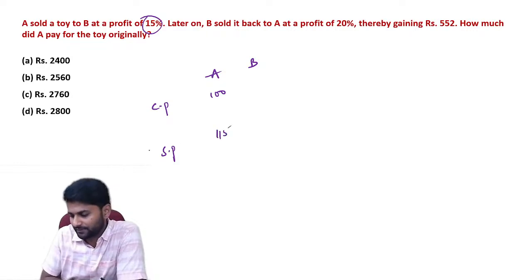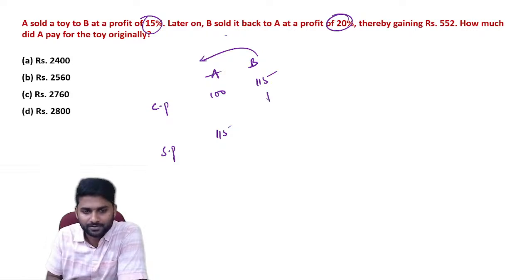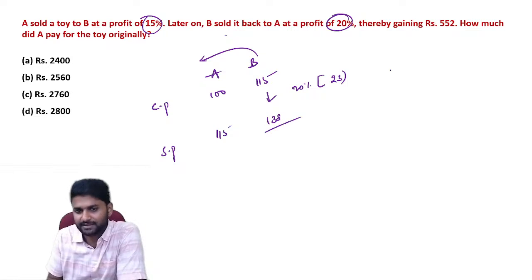So he sold at 115 units. And the selling price of A is equal to the cost price of B, so definitely it is 115. And B sold it to A at a profit of 20%. Again, he sold to A. So definitely 20% of 115 is exactly equal to 23 units. So he sold at a price of 138.